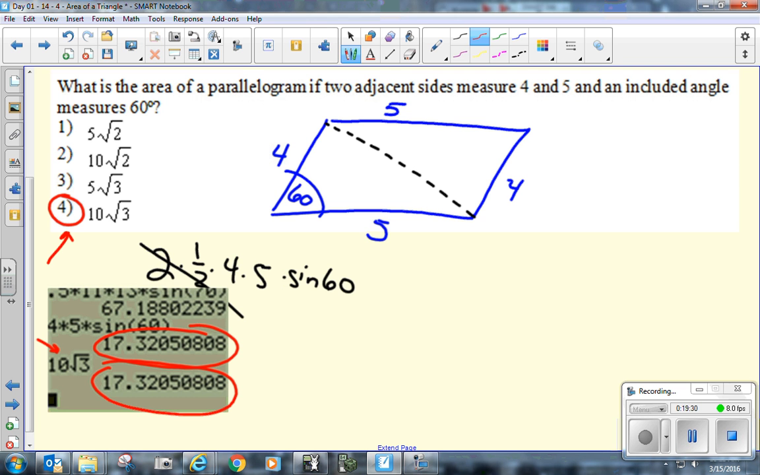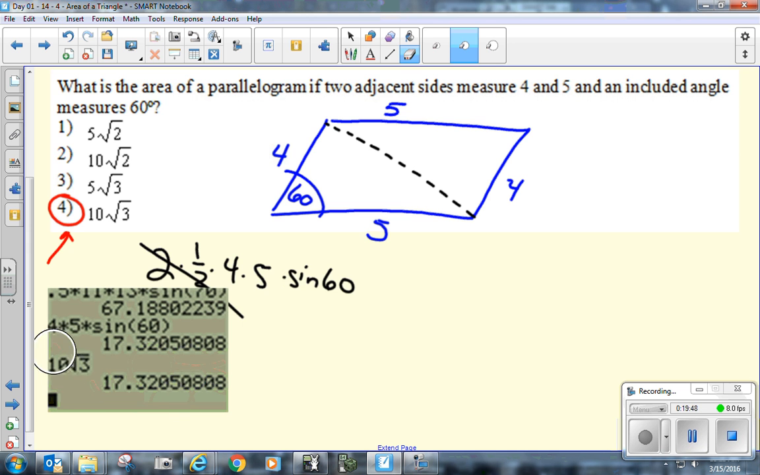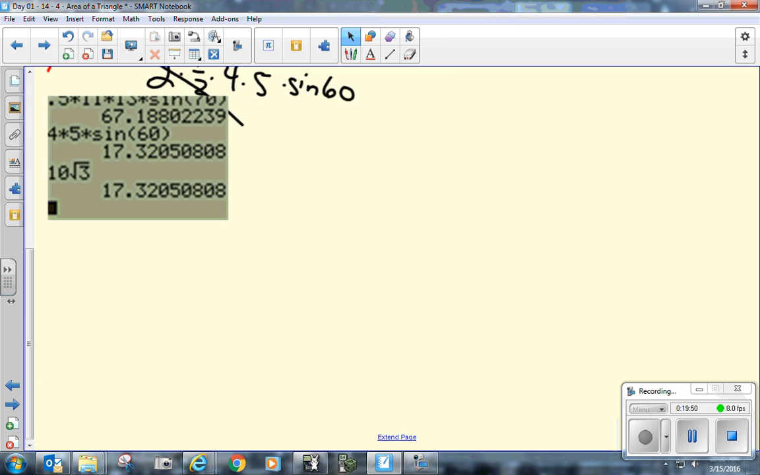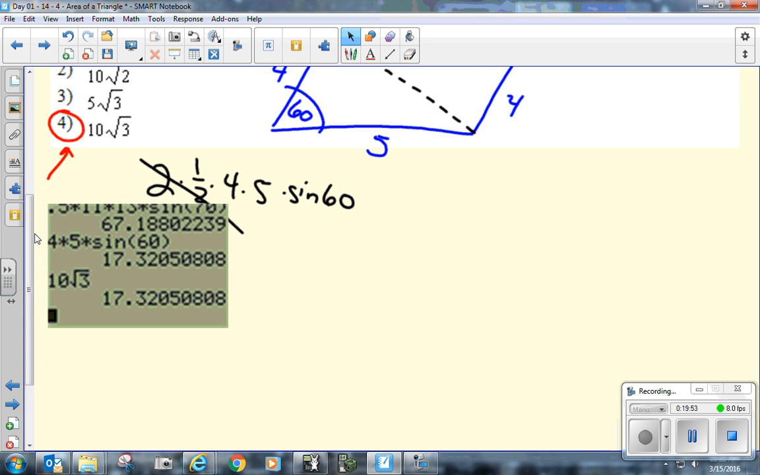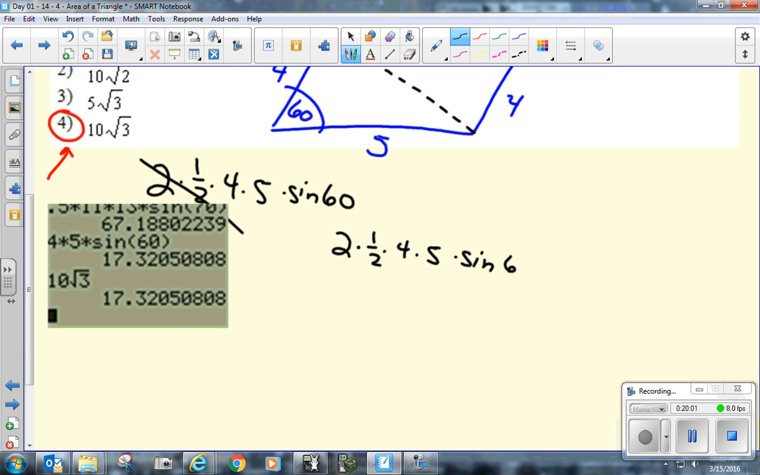Now, if this was not multiple choice, and they said they want their answer in exact form, that means no irrational numbers. These are irrational, they go on forever. You're going to have to represent it as a fraction or have a radical in it. Let me show you something. All right? We're going to do it this way. We're still going to have our formula. It is still 2 times 1/2 times 4 times 5 times the sine of 60. These still cancel. This still ends up being 20.